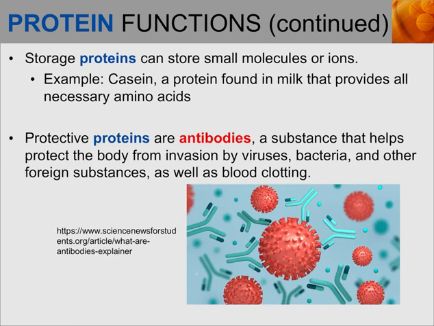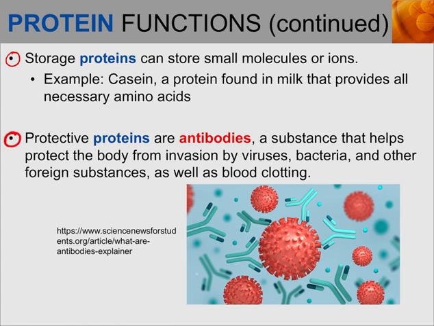The next type of protein is called a storage protein. So these proteins can store small molecules or ions that the body can use later on. One example is casein, a protein found in milk. And this protein provides all of the necessary amino acids that the body needs. Of course, this can be difficult if you can't digest milk or you have dairy intolerance. But there are other proteins as well that can provide the necessary nutrients that you need.